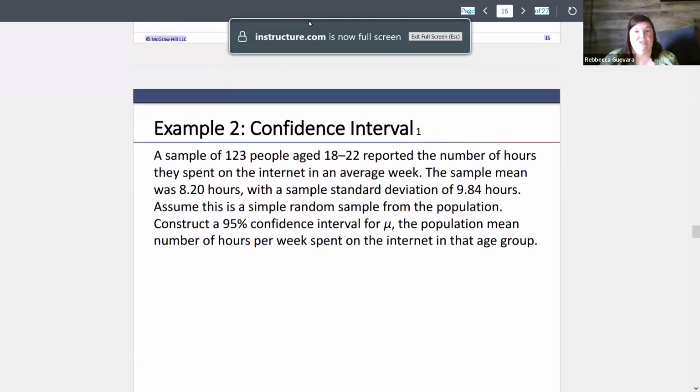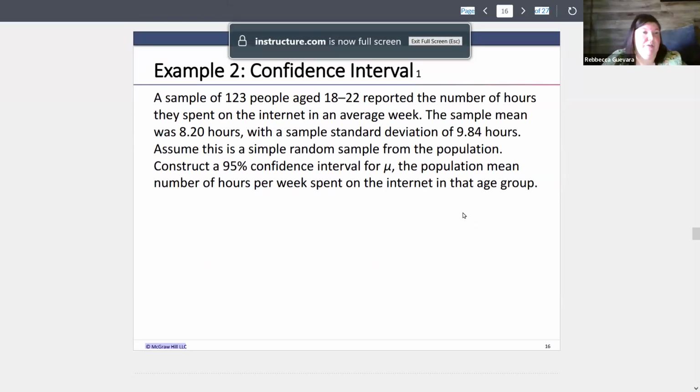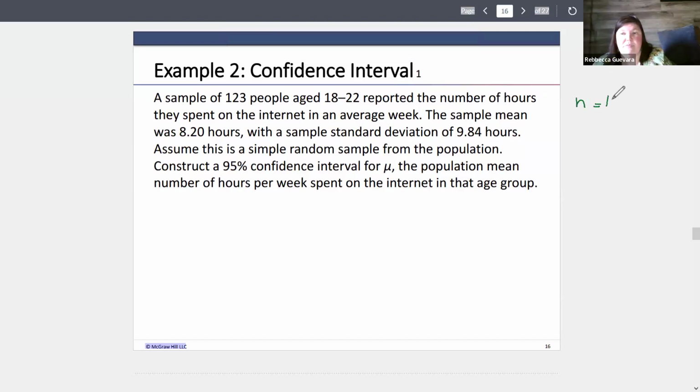All right, so this is another example. So a sample, so we know we got a sample. 123 people aged 18 to 22 reported the number of hours they spent on the internet in an average week. The sample mean, X bar, is 8.2 hours, and the sample standard deviation, S, is 9.84 hours. Oh, you don't usually see a standard deviation bigger than the mean. It happens, but you don't usually see it.